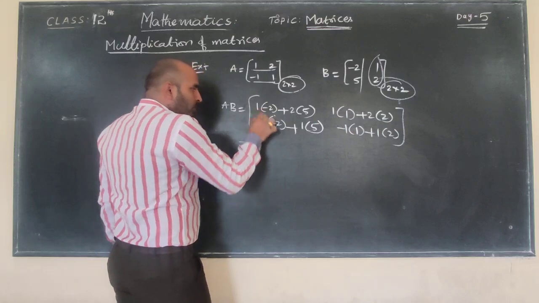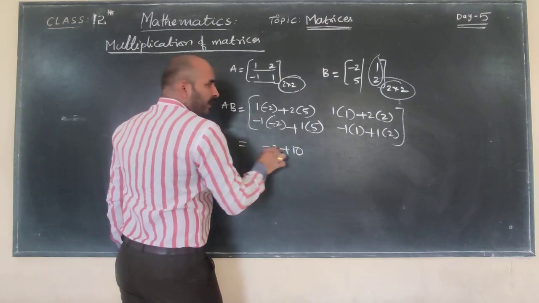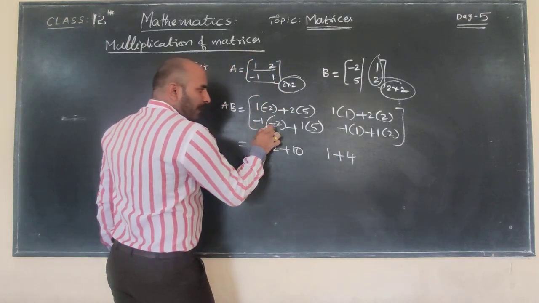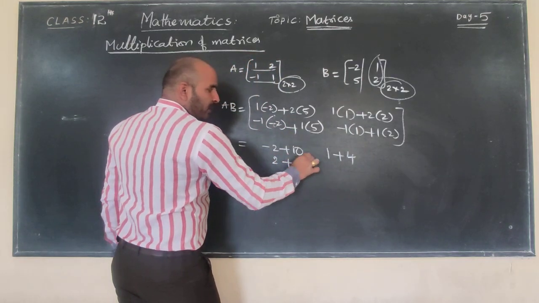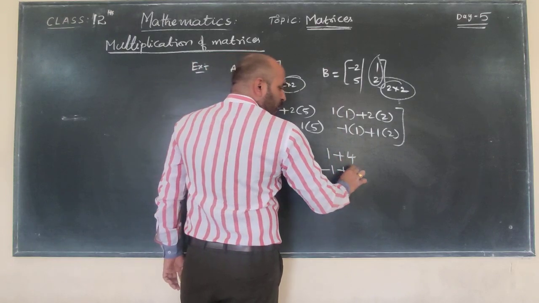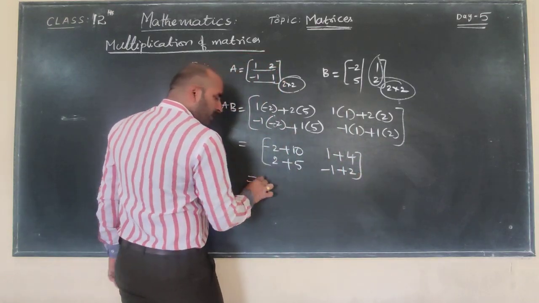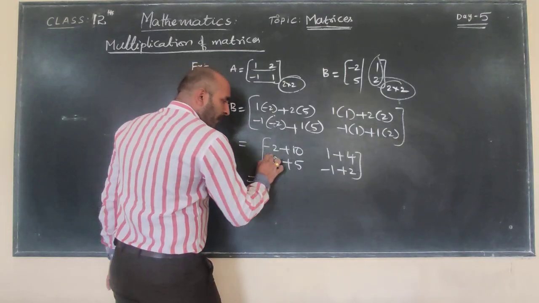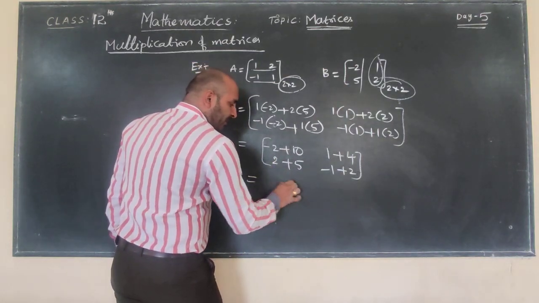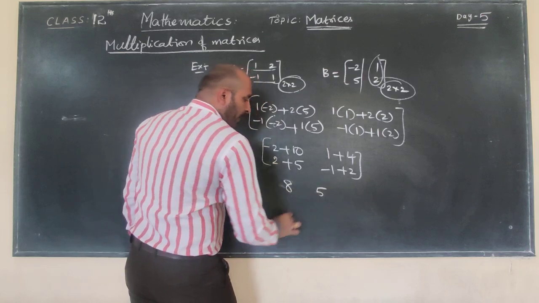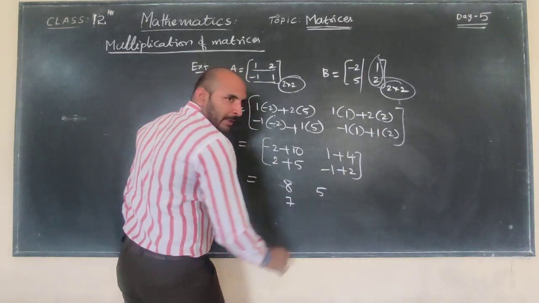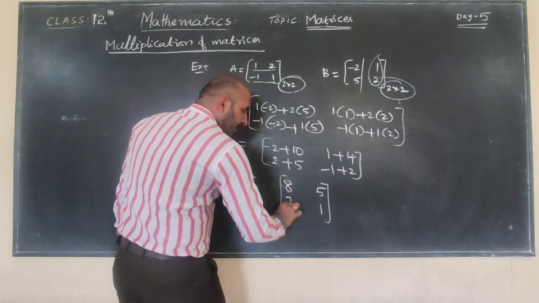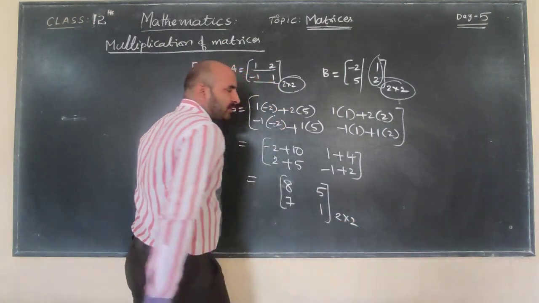It is equal to minus 2 plus 2 5s are 10, 1 into 1 plus 2 2s are 4, minus 1 into minus 2 plus 1 5s are 5, minus 1 plus 1 2s are 2. What is the order for this? It is also a 2 by 2 matrix. So minus 2 plus 10 is 8, 1 plus 4 is 5, 2 plus 5 is 7, minus 1 plus 2 value is 1. So the order is a 2 by 2 matrix.